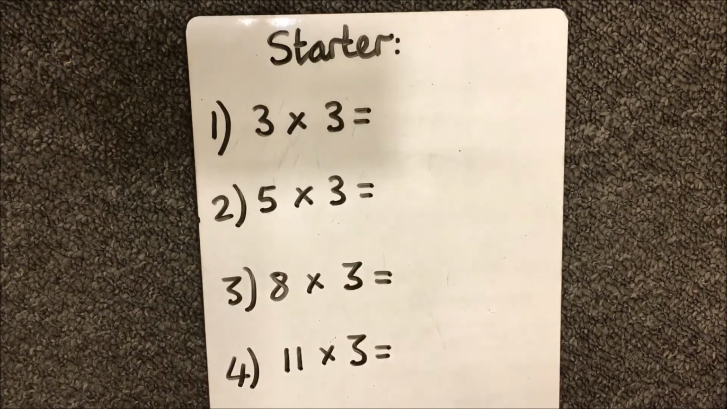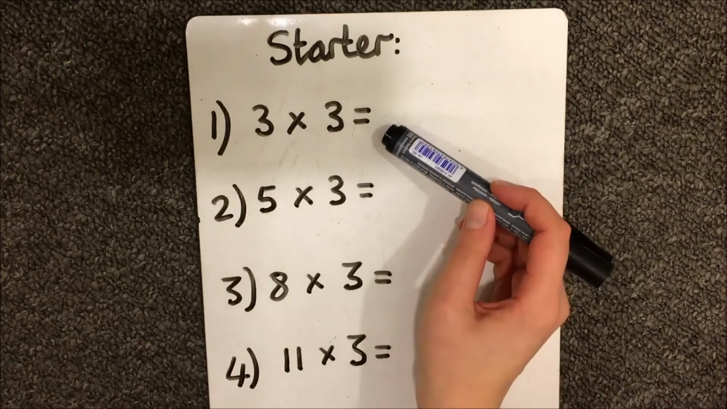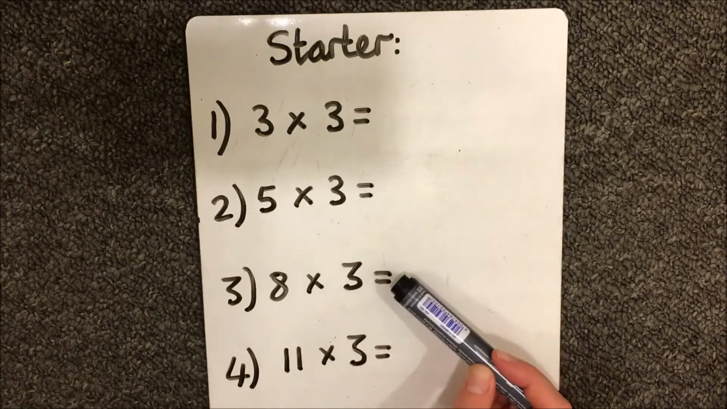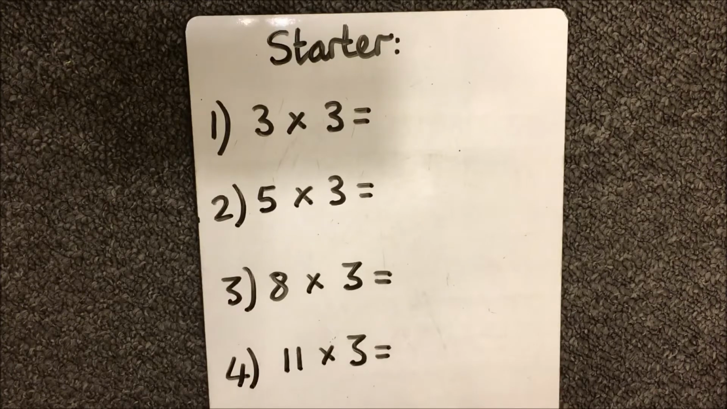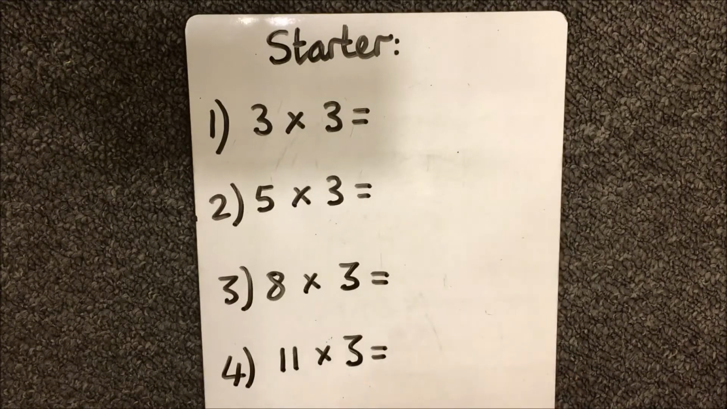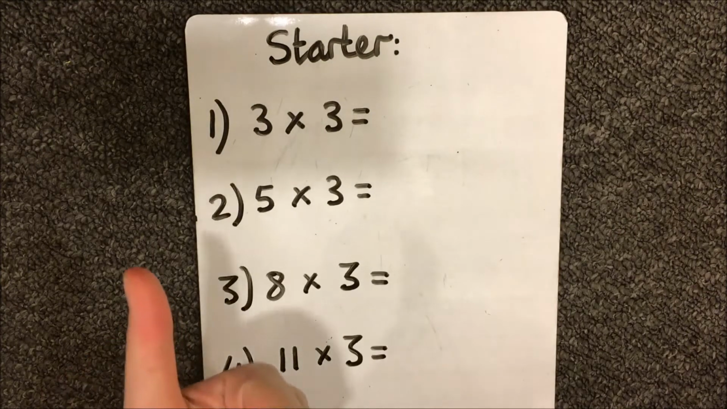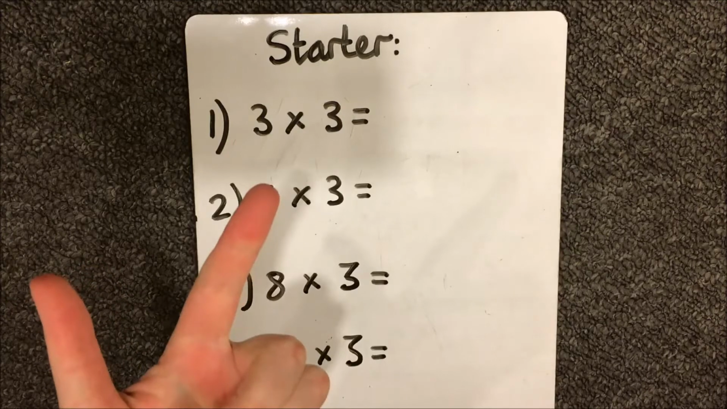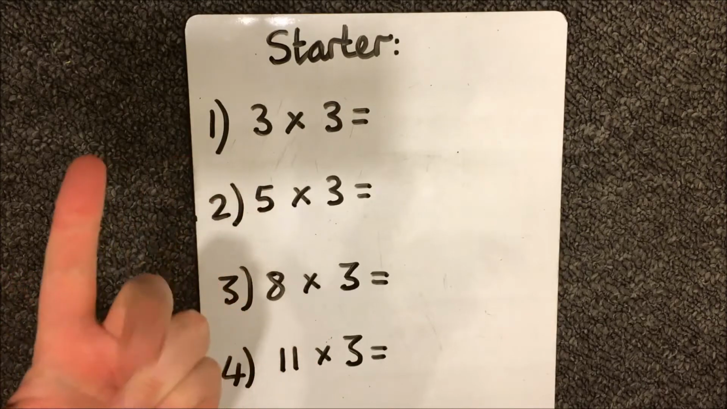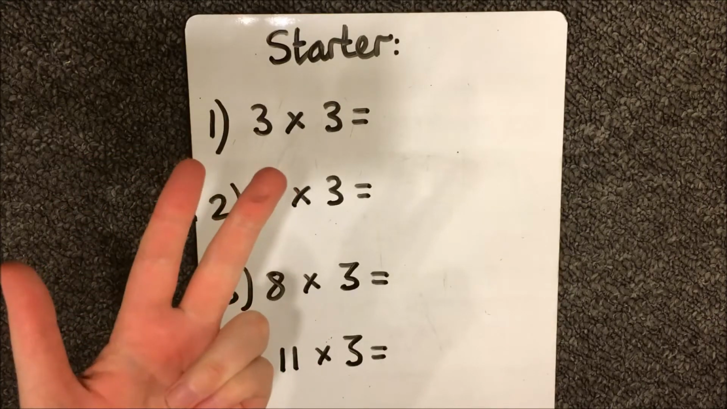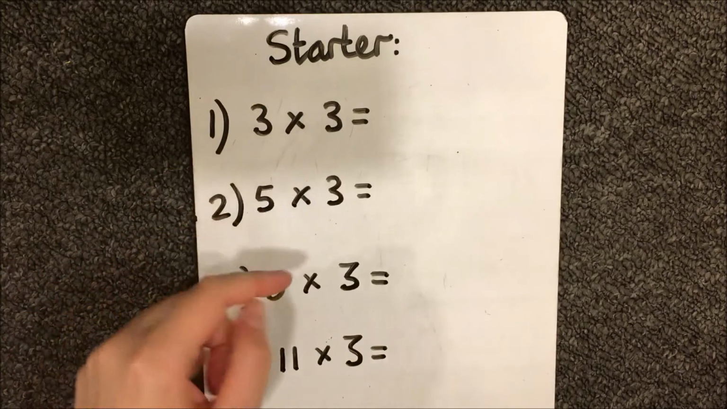How do you think you're going to solve these? We've got 3 times 3, 5 times 3, 8 times 3, 11 times 3, and 15 times 3. How do you think you're going to solve them? Think back to the methods we used yesterday. Pause the video, have a think. Can you remember what we used yesterday? We used arrays, we used bar modelling, and we used number lines. You can use the strategy that you would like to solve these.